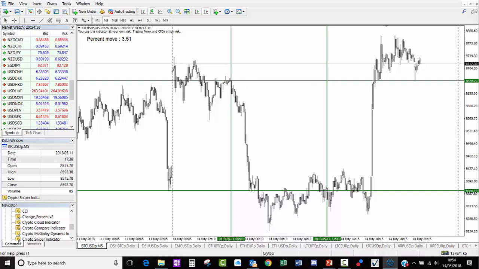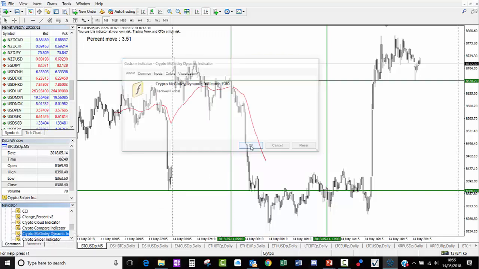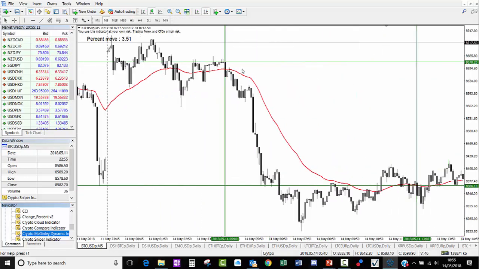But that's all well and good. But actually, what I'm really interested in is this McGinley dynamic indicator, and that's more interesting. And what we can see here, as I said, it's a moving average that basically speeds up with time. And what I'm particularly interested in, as we were talking about, is here we are. This was a 5-minute chart here, at what would have just closed at 7 o'clock.